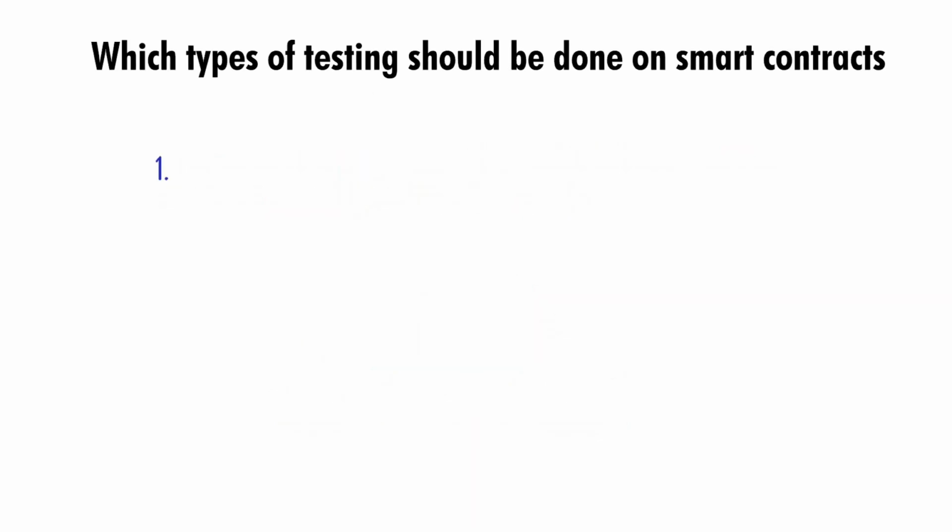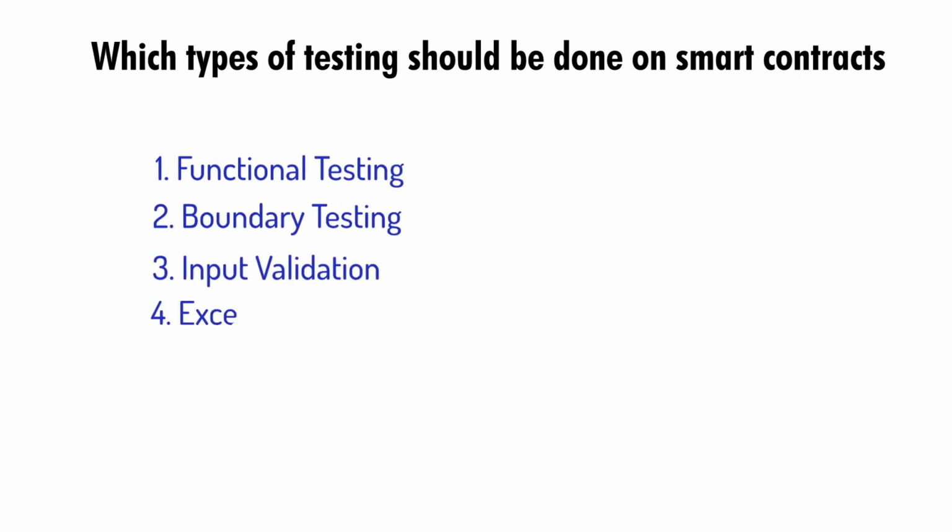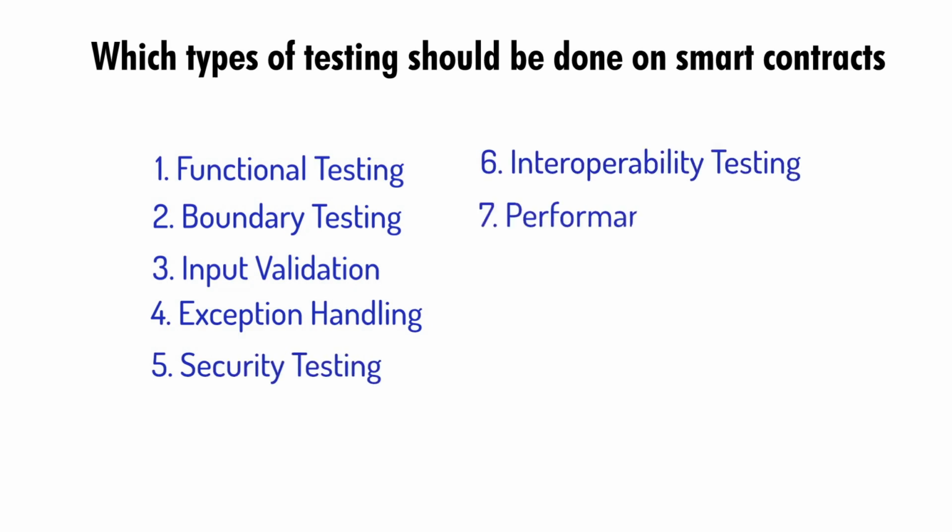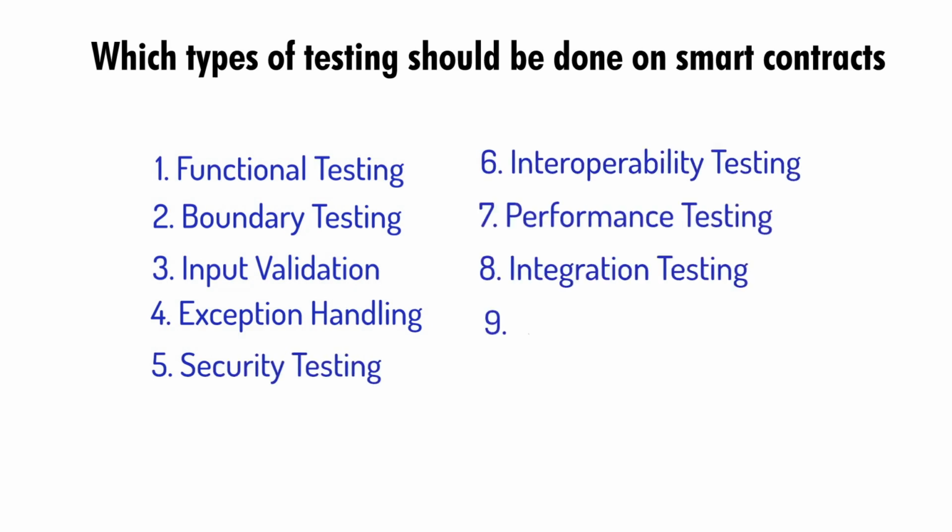These types of testing ideally should be done on the smart contract while testing. So these are the basic types and we will see in detail all the scenarios of these types. Test scenarios of the smart contracts. First of all, functional testing of the smart contract. These are the things you should consider while doing functional testing.